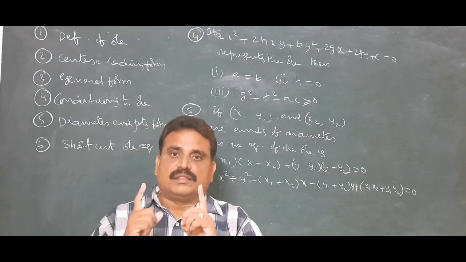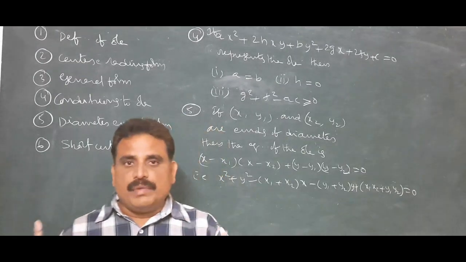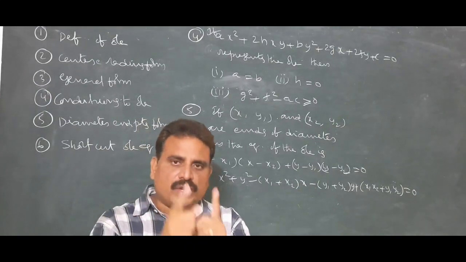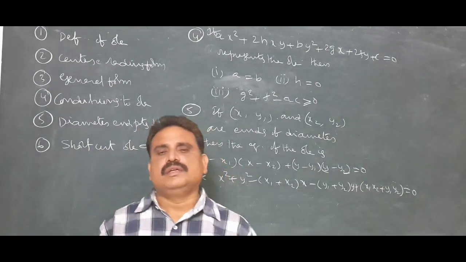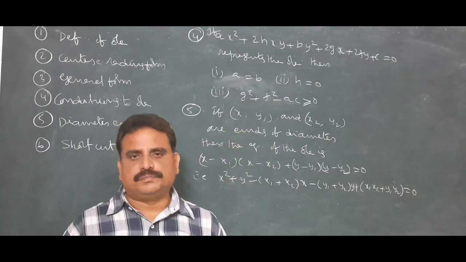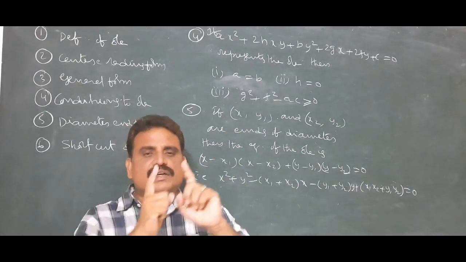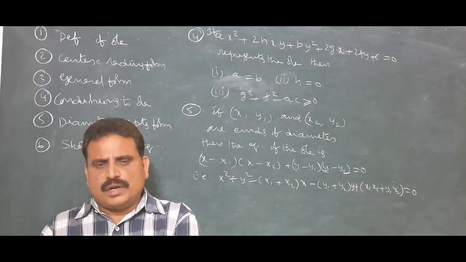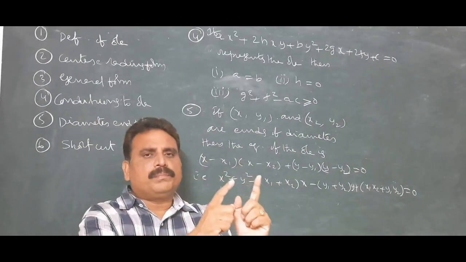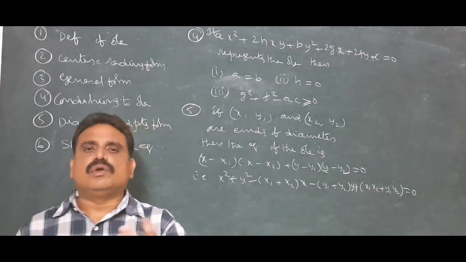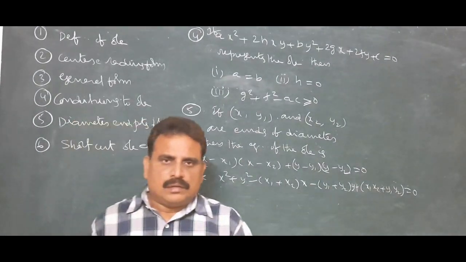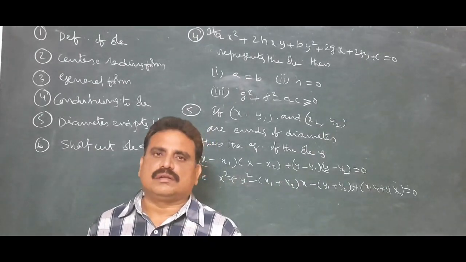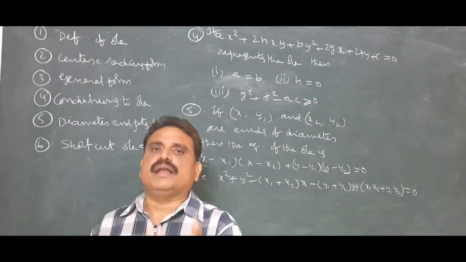Listen carefully. The equation of the circle having two diameter endpoints given: you have to write down first term x square, second term y square, minus the sum of the x coordinates into x, minus the sum of the y coordinates into y, plus the product of x coordinates, plus the product of y coordinates, equal to 0. By applying this formula to the problem, we can easily get the circle equation. You have to remember it in that manner.